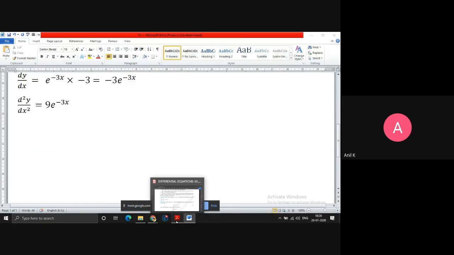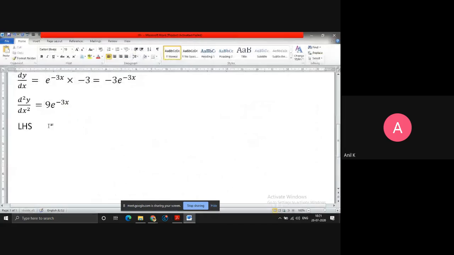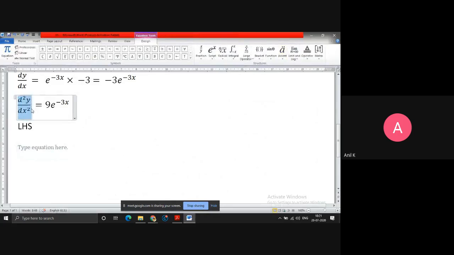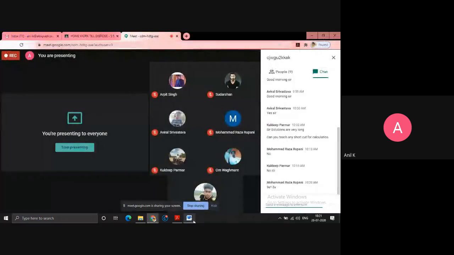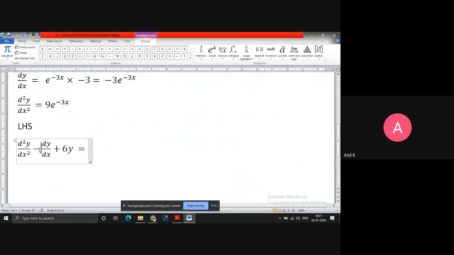Now what you have to prove? d square y by dx square plus dy by dx minus 6y. Let me take the LHS now and see what you get. Insert the equation d square y by dx square, sorry, minus dy by dx, I think plus 6y. Let me check which is correct. No, it is plus dy by dx minus 6y. So this is plus and this is minus.